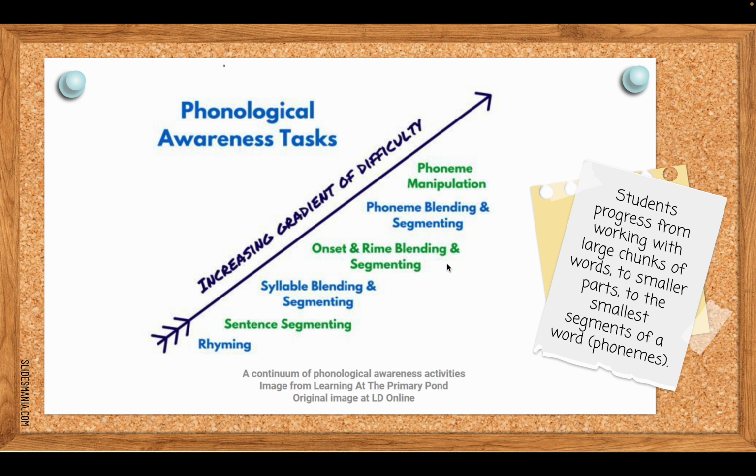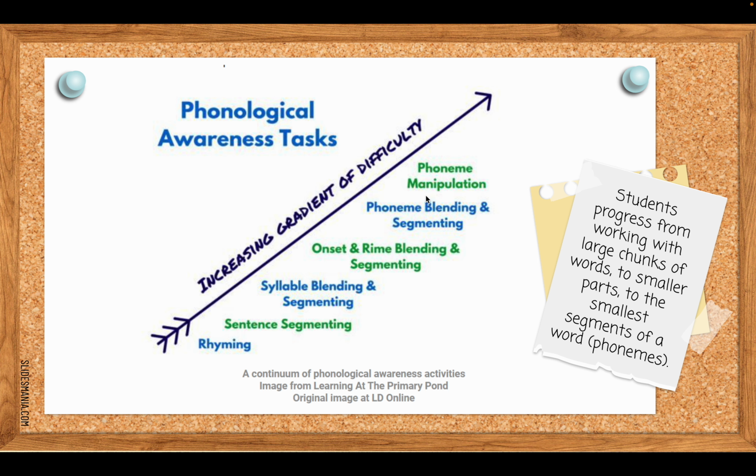So students progress working with large chunks of words, so listening to identifying rhymes, to eventually producing rhymes, segmenting sentences into words, then blending and segmenting syllables into onset and rhyme. And when we get into onset and rhyme, this can be like a challenging bridge for students to make, to then be pulling out individual phonemes, like often that initial sound, to then eventually be able to blend individual phonemes and segment them and then manipulate them.